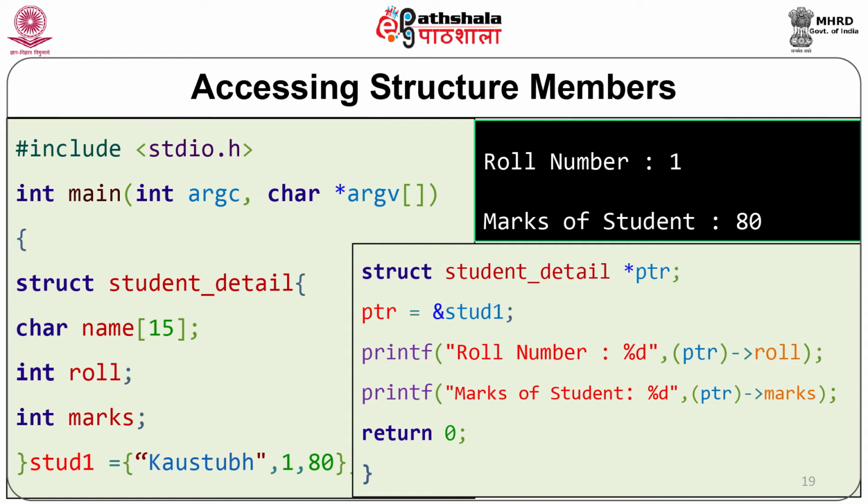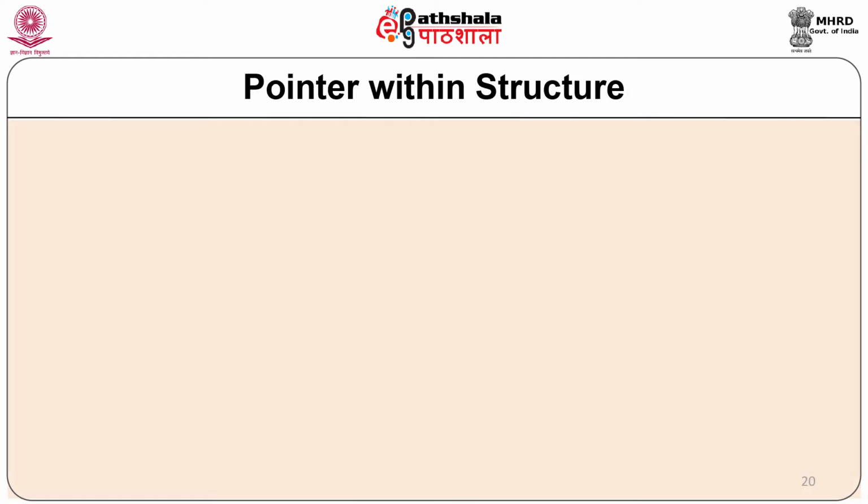It means we are using a pointer for storing his information. Printf roll number colon ptr, it means we are using the arrow for pointer within structure.